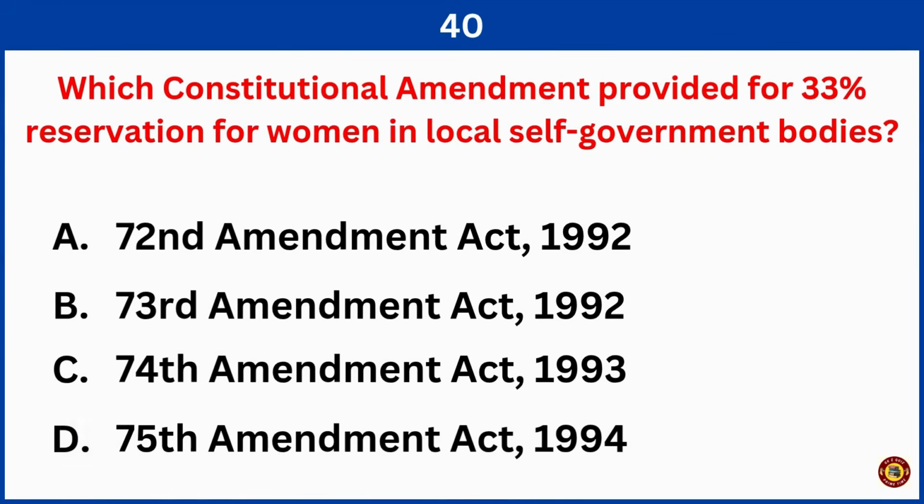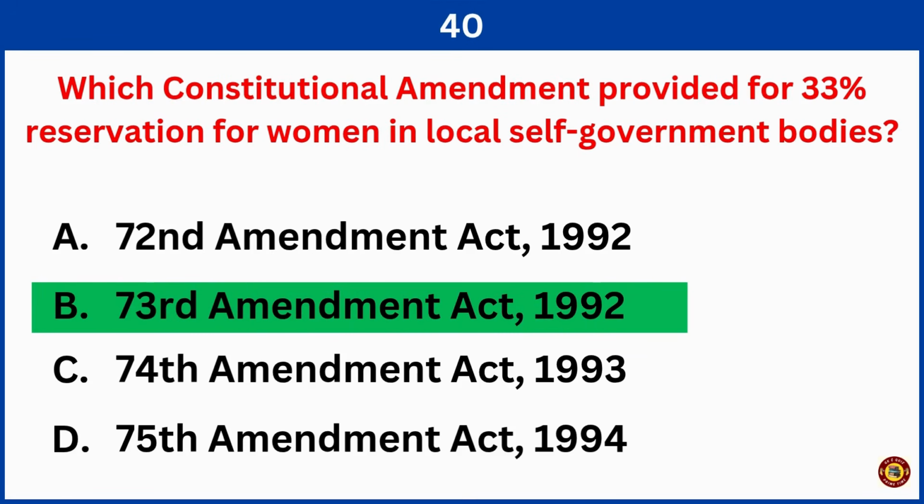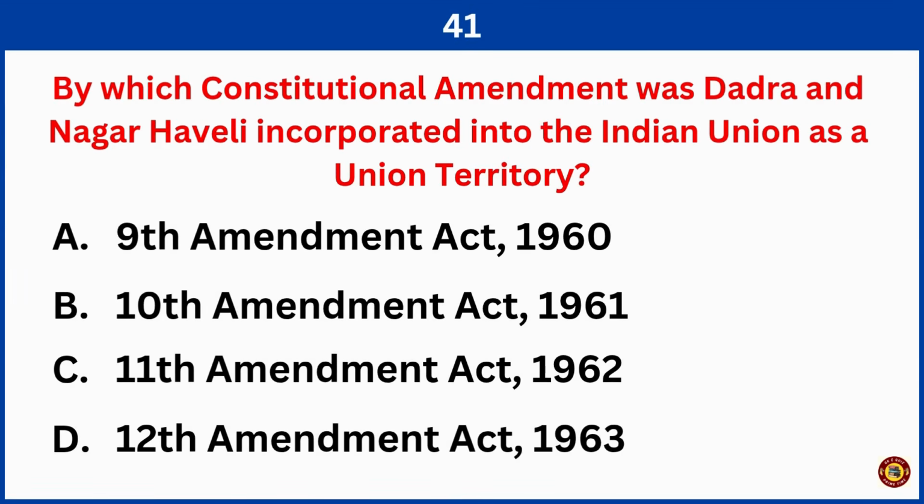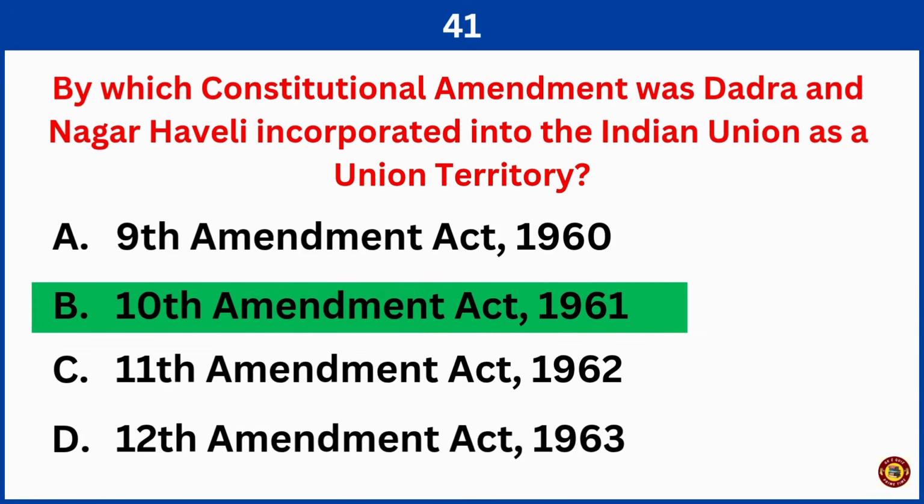Which constitutional amendment provided for 33% reservation for women in local self government bodies? Correct answer is option B, 73rd Amendment Act 1992. By which constitutional amendment was Dadra and Nagar Haveli incorporated into the Indian Union as a union territory? Correct answer is option B, 10th Amendment Act 1961.